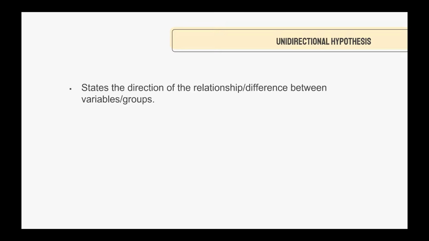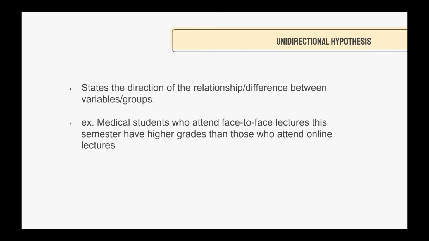For unidirectional hypothesis, it states the direction of the relationship or difference between variables or groups. For example, medical students who attend face-to-face lectures this semester have higher grades than those who attend online lectures.